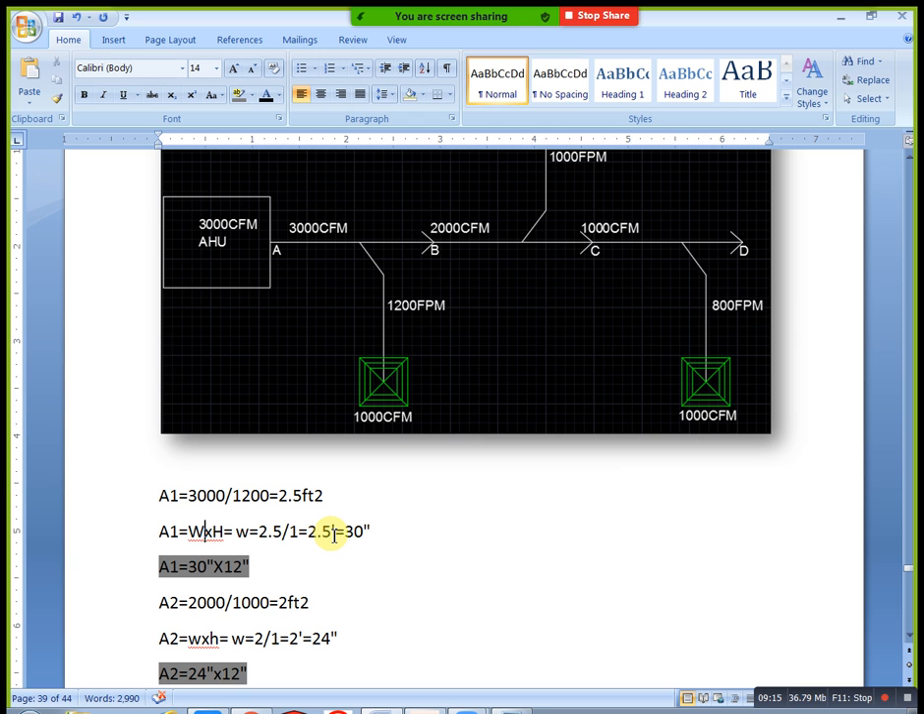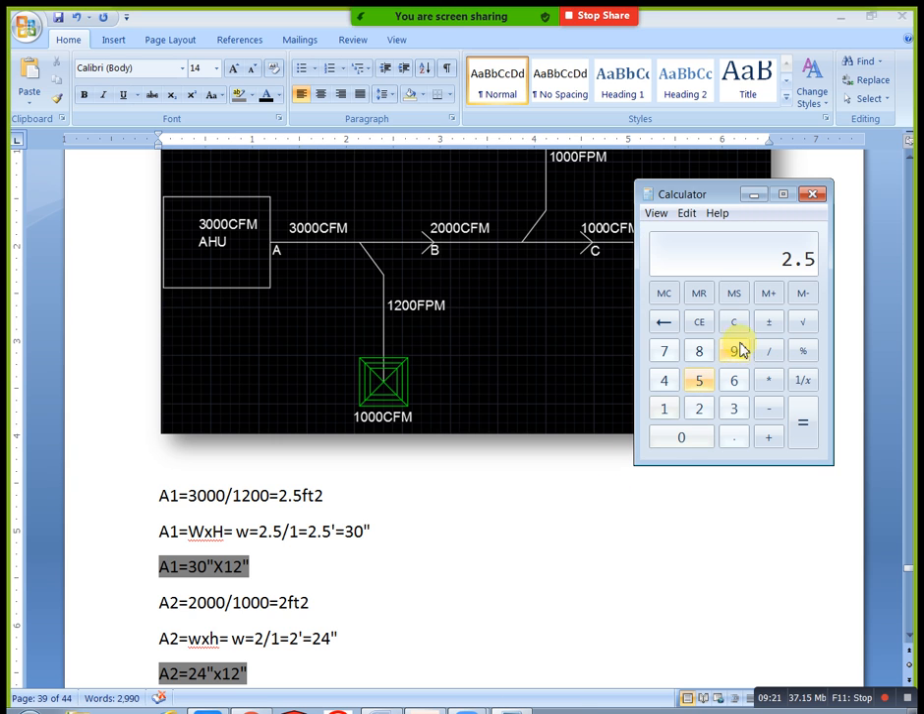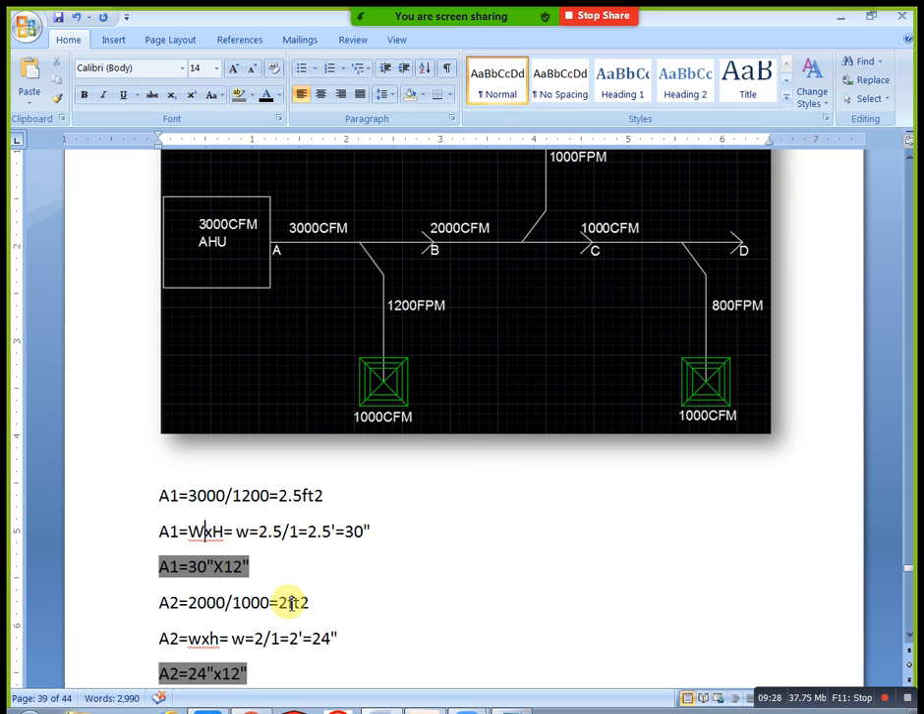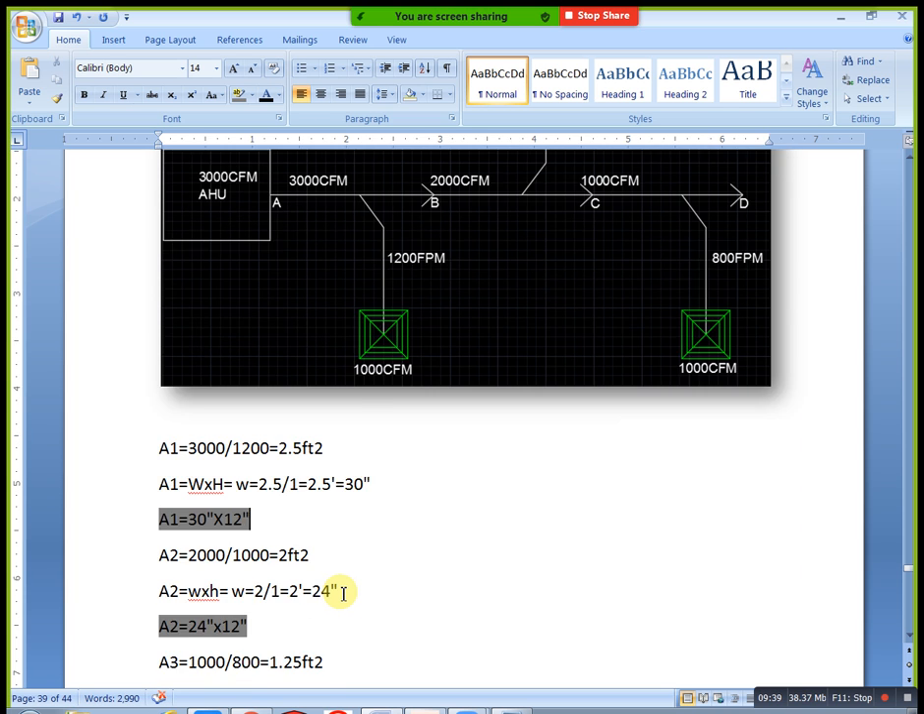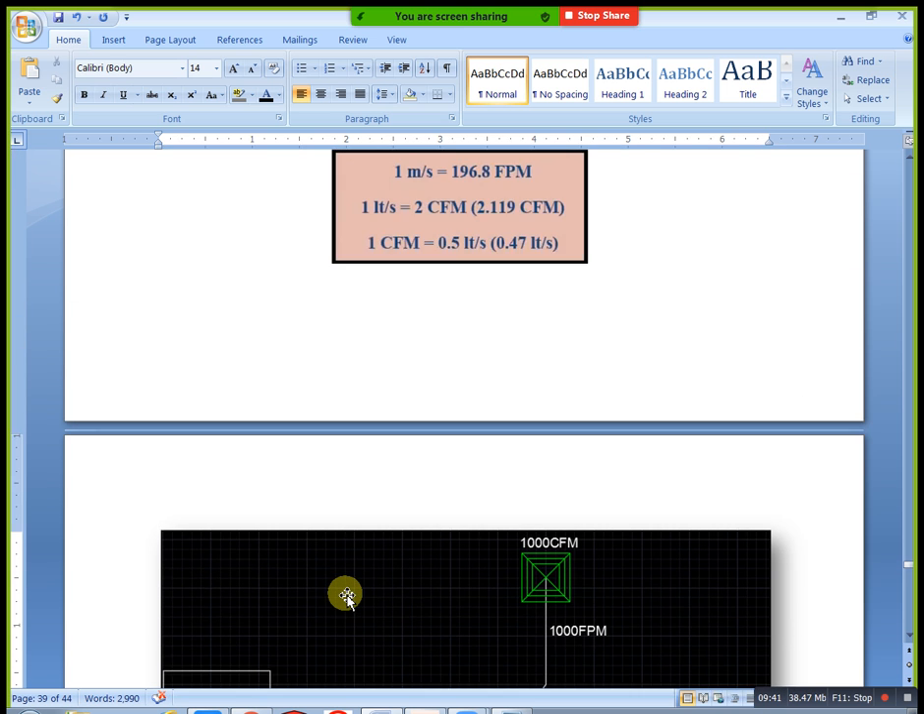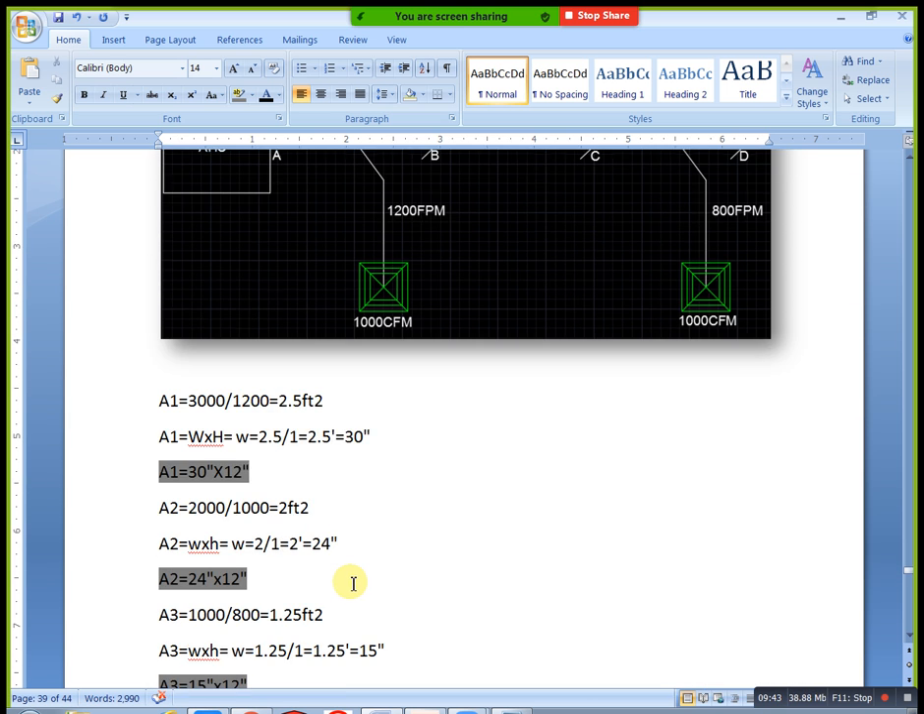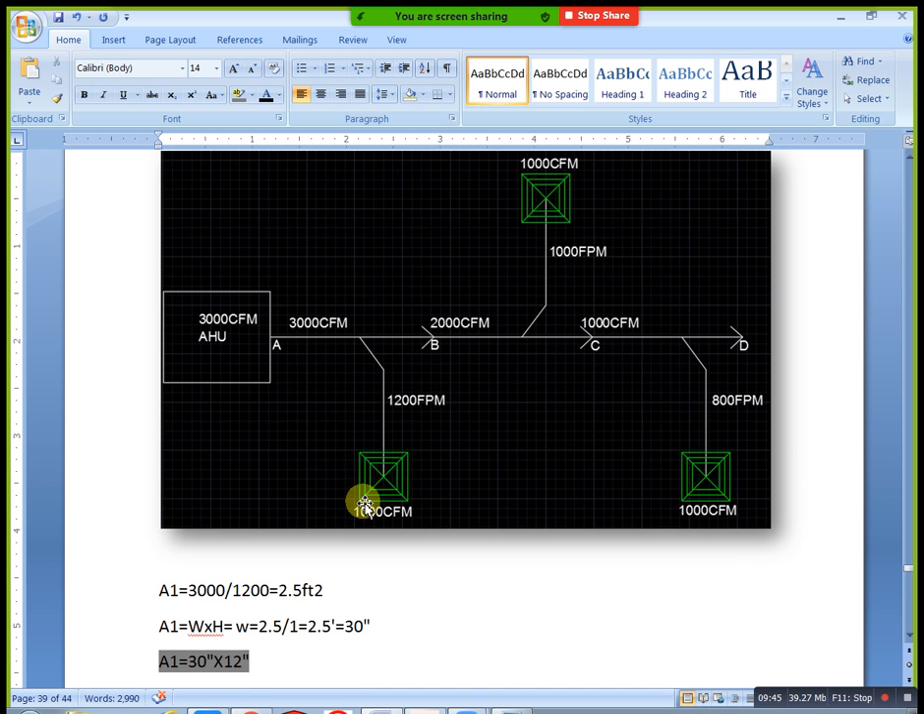2.5 feet converted into inches again, 2.5 into 12, since 1 feet is equal to 12 inch, na? Then you will get 30 inch. Now our duct width is 30 inch. We already assumed our height value, that is 12 inch. Okay, now we got it, na. By using the continuity equation you can find out like this. Now clear, na, this one? In the same way you can find out the B to C section, and at the same time the C to D section also.